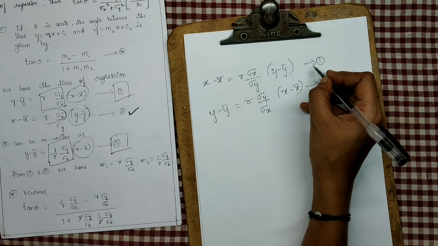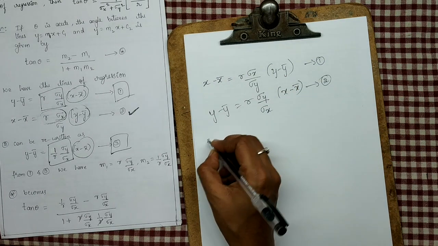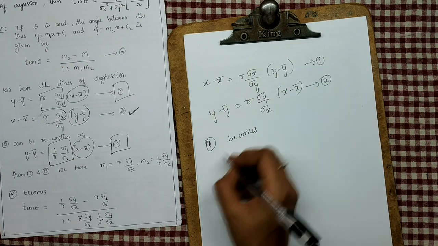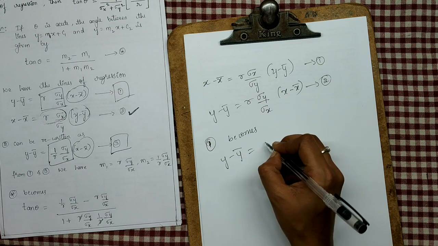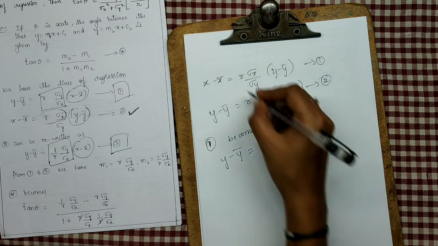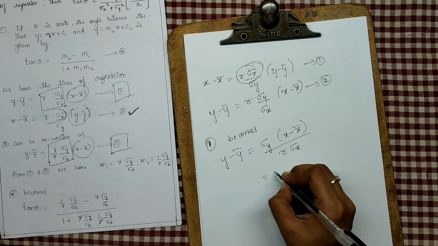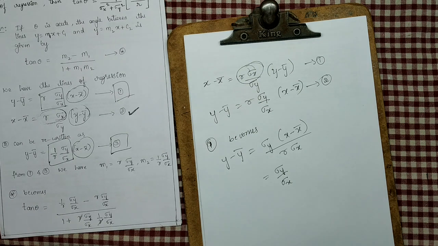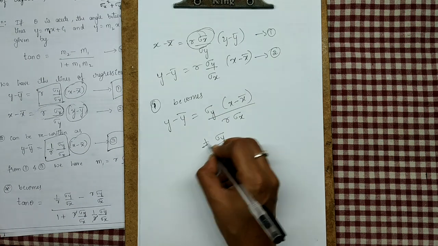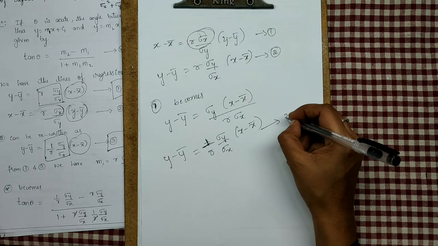Let me take the first equation and solve it for y minus y bar. So equation 1 becomes, solve this for y minus y bar. Y minus y bar is equal to, this will multiply here. So standard deviation y into x minus x bar divided by these two terms, right? So it is divided by r into standard deviation x. So that is written as standard deviation y divided by standard deviation x, into 1 by r into x minus x bar we have. Let me take it as equation 3.